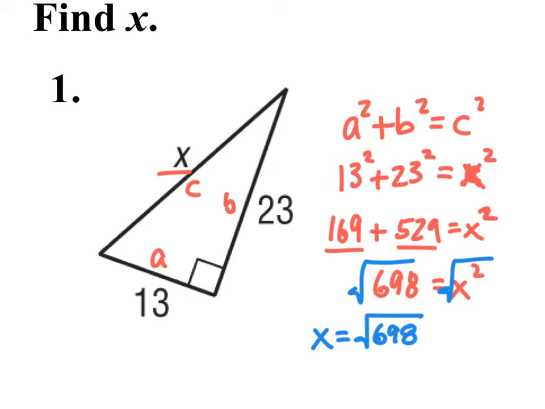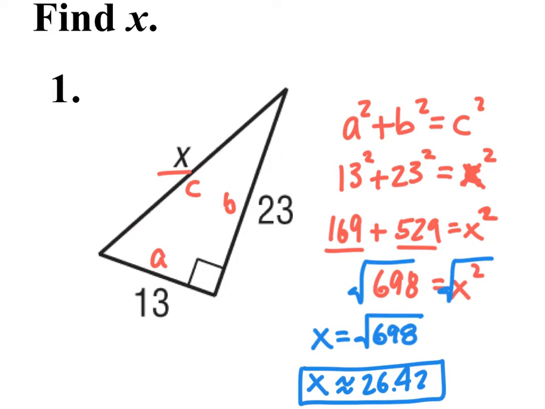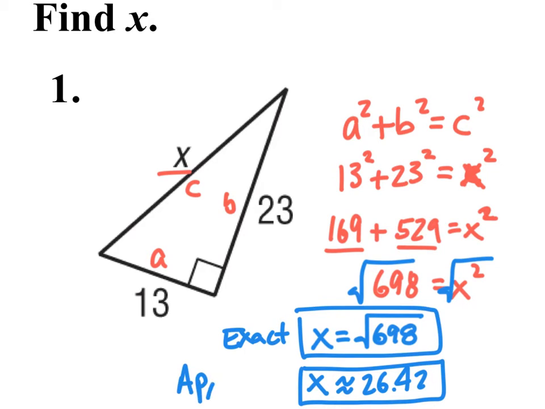Now you can try and simplify this, but I can't really find anything to simplify this radical, so I'm just going to take the square root of 698, and that's going to give me an approximate value for x of 26.42. Go ahead and round to 2 decimal places. This is my exact answer right here, and this is my approximate answer. Either one's fine. I typically want the exact answer, but it's okay to have an approximate.